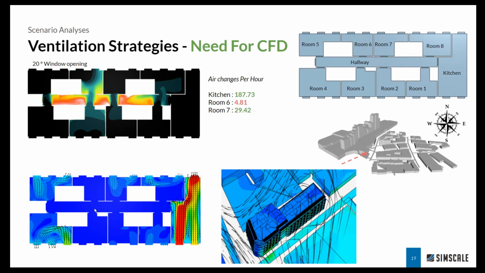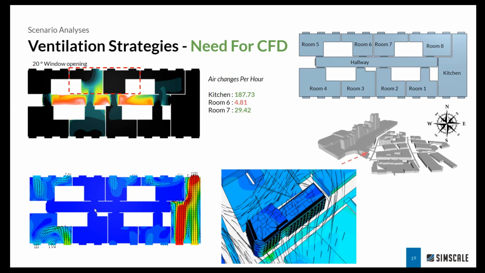So for this comparison, we're going to focus mainly on the 20-degree window opening, and we're going to calculate the air changes per hour for certain rooms here. If you take a deeper look at this particular layout, there are two similar rooms on the top side of the apartment, where the volume of the rooms are pretty much the same, but the amount of air that is passing through these rooms is quite significantly different. This can be quantified if you take a look at the air changes per hour.